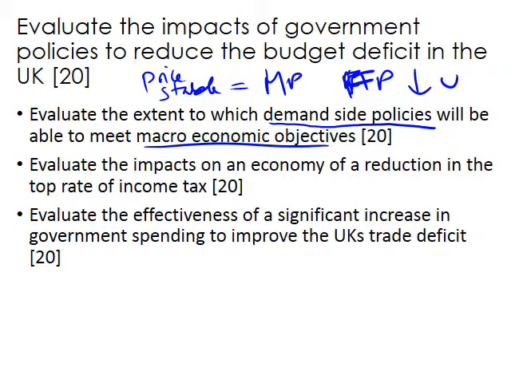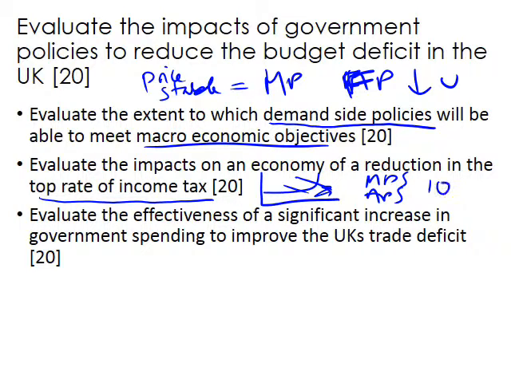Evaluate the impacts on an economy of a reduction in the top rate of income tax. Well, there you would have an increase in aggregate demand that you could talk about, as a tax cut should lead to that. So you'd have economic growth and a reduction in unemployment, but you may argue that those people would have a higher marginal propensity to save, or a higher average propensity to save, which would then mean that that money just wouldn't find its way into the economy. So maybe 100% saved and there'd be no impact.